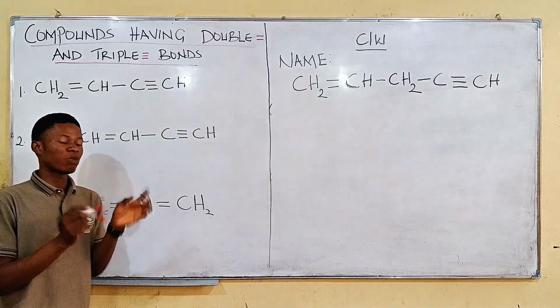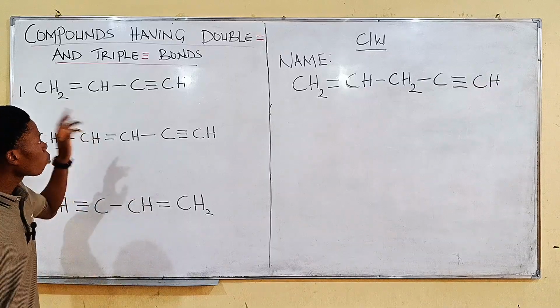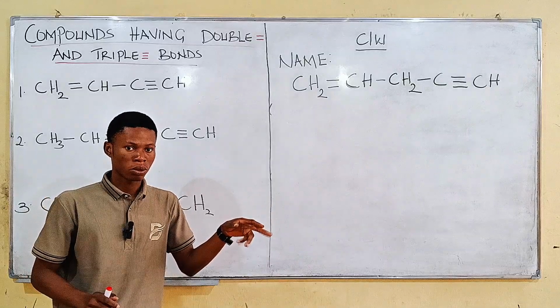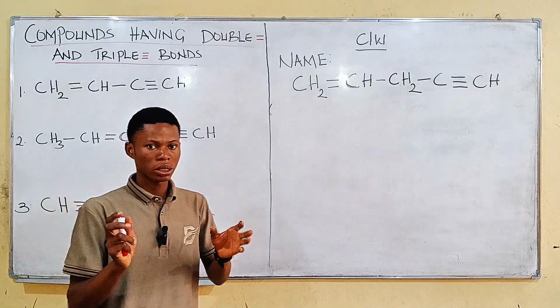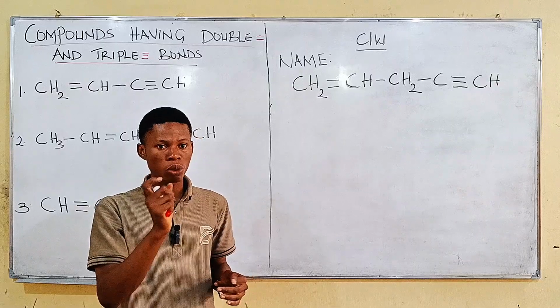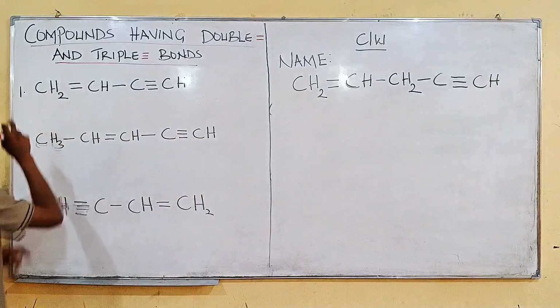But first, before we even start naming, I would like you to understand something. Double bonds always have preference over triple bonds. So if you are numbering, ensure that you give preference to the double bond. All right, you understand what that means? Let's go on. Let's do this first one.